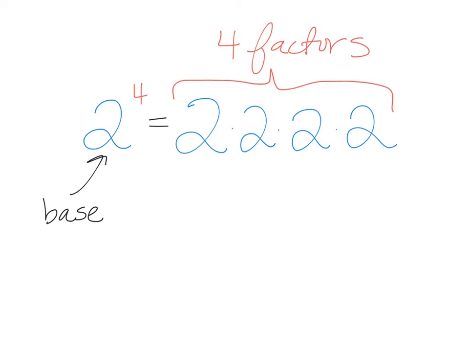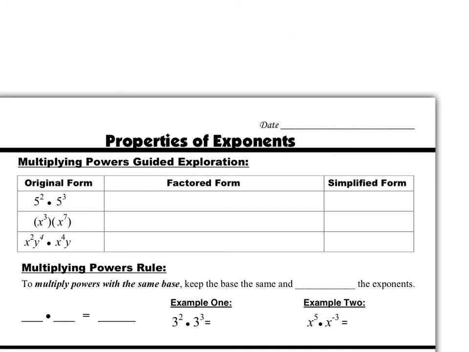So the product of repeated factors can be expressed as a power, that is using an exponent and a base. Let's break down multiplying powers in a guided exploration. We're going to start with the original form, we're going to factor it out, and then we're going to simplify. So for our first example, 5 squared factored out and 5 cubed factored out. In simplified form, this gives me 5 to the 5th power. Notice I have 1, 2, 3, 4, 5 fives.